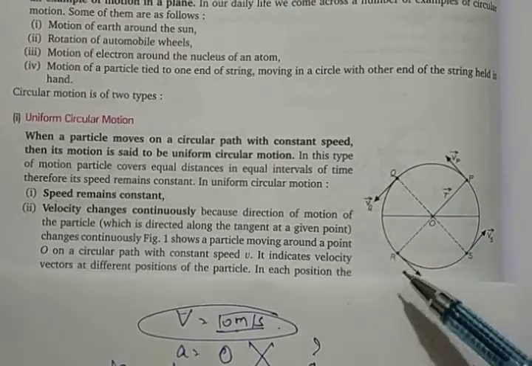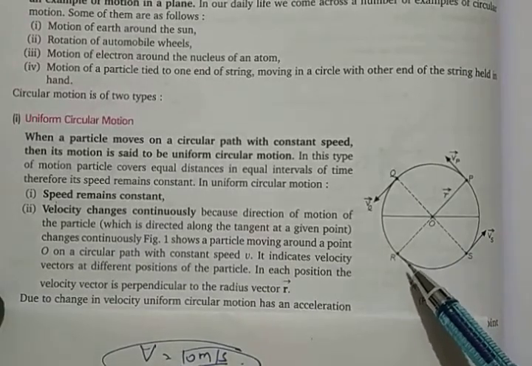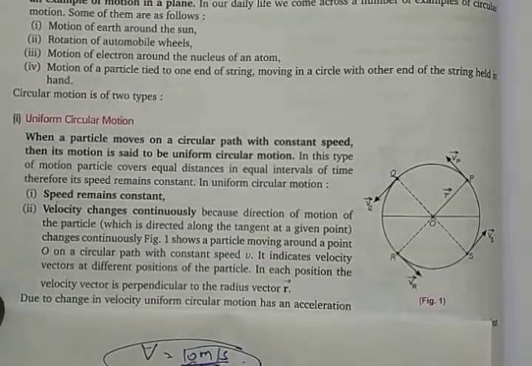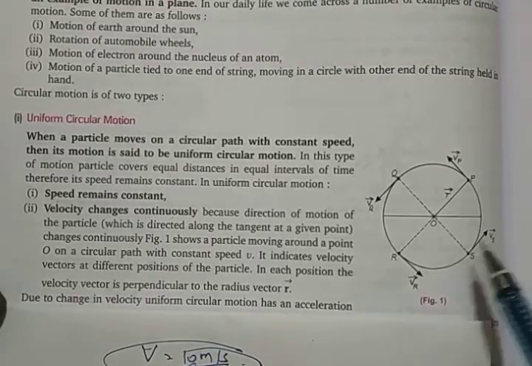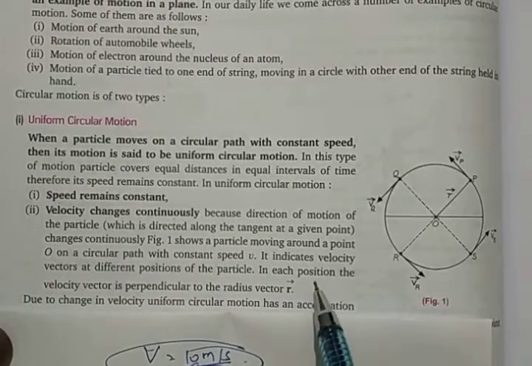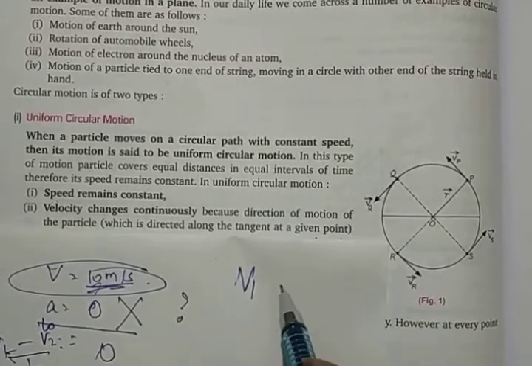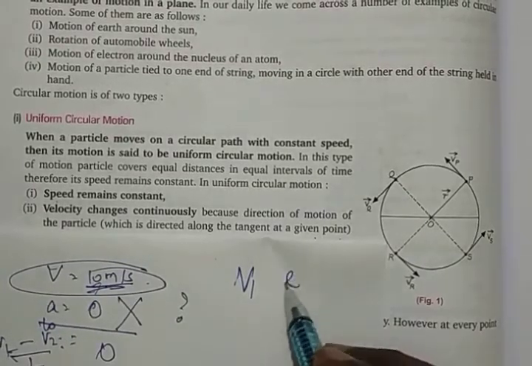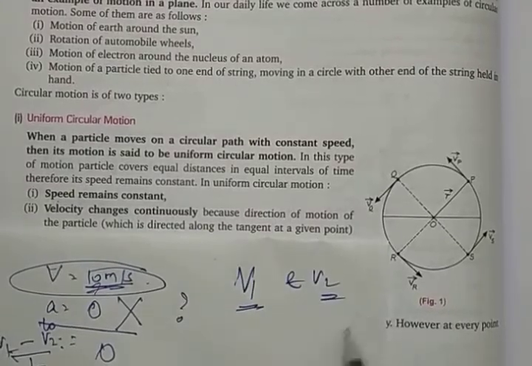When it comes to R, the same body with the same velocity, it looks like the same velocity, but the direction is different. Here also the direction is different. So since the direction is different, the velocity v1 and the velocity v2 have the same magnitude but different direction.